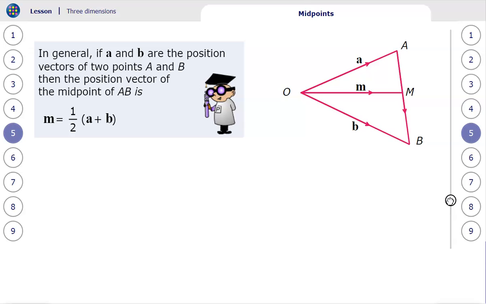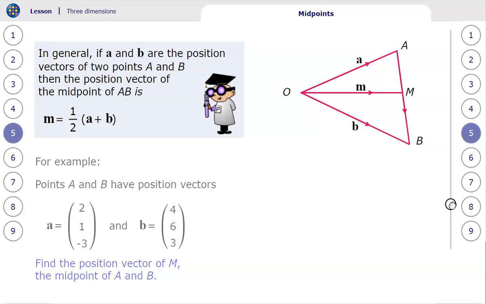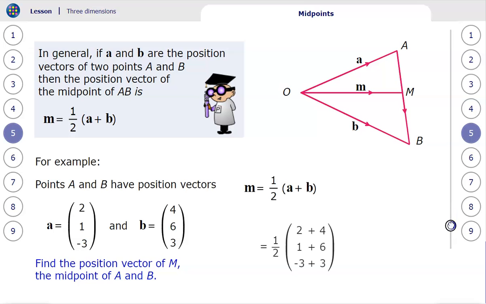Now, I wouldn't suggest that you try and remember that off by heart. I think it's possibly better to do all of these problems by looking at a diagram and working with the various vectors that we have here. So let's say that A is the position vector 2, 1, minus 3. B is the position vector 4, 6, 3. I want to find the midpoint of the displacement vector AB. All I have to do is plug the values in, and there is my position vector for the point M.